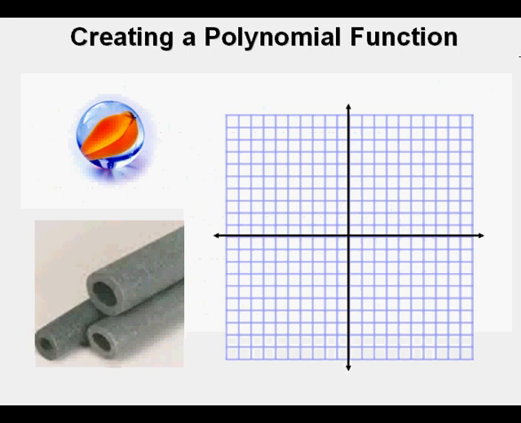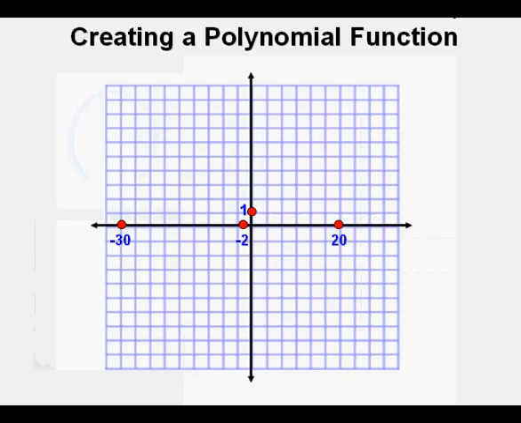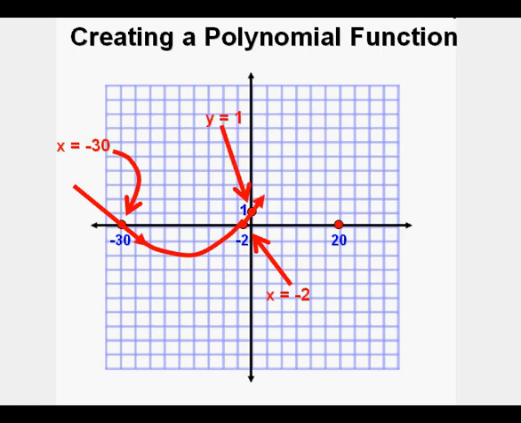Using lengths of pipe insulation and an XY coordinate grid, Alex made a roller coaster. He found that he could get the marble to pass through the roller coaster when it went through these 4 fixed points. Here going down through the x-axis at x equals -30, coming up through the x-axis here at x equals -2, continuing upward through a y-intercept of 1, and then turning down again and going through x equals 20.